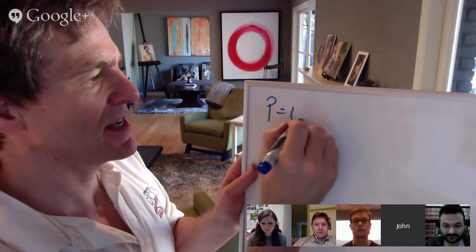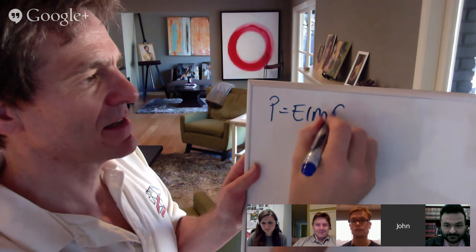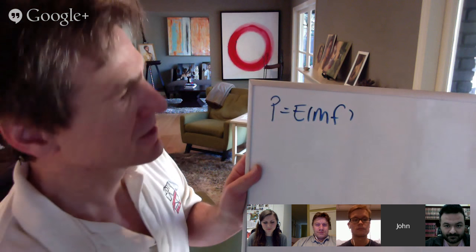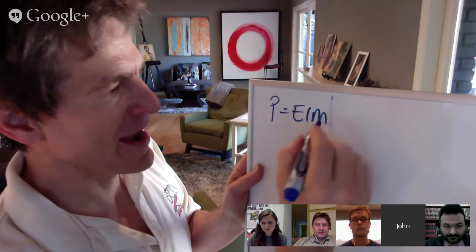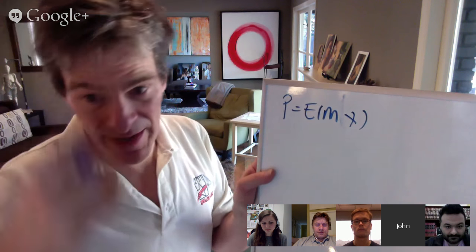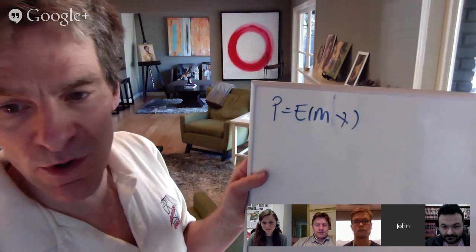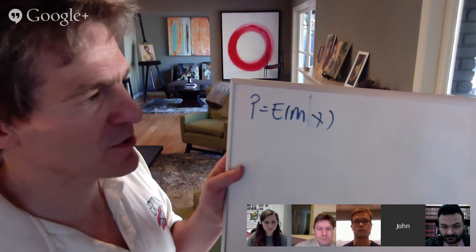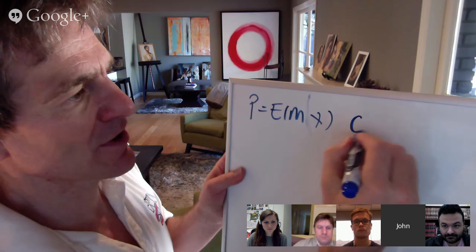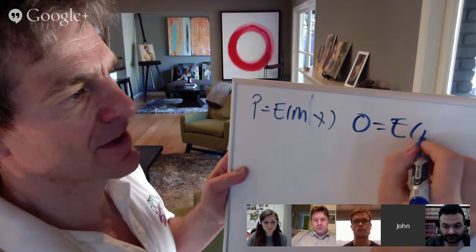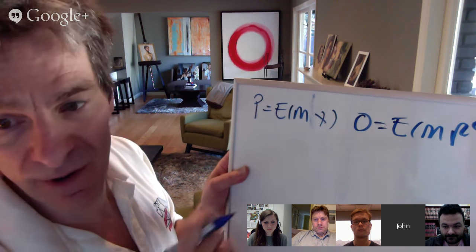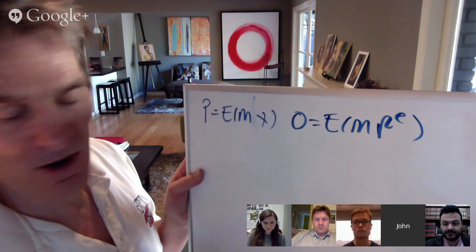This is great. So let me put up the equations we just talked about. Price equals E of mx. Or now, in the case of mostly what we're doing, as in most empirical finance, we're doing expected returns. So really, we're looking at 0 equals E of m times expected return, right? That's where we start our pricing models.